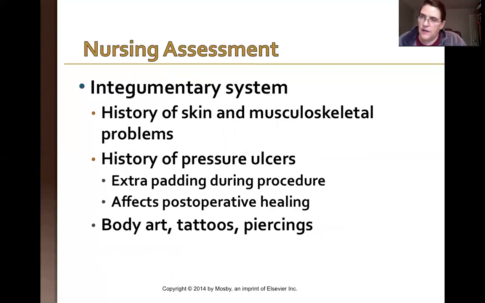Integumentary system. Any kind of history of skin or musculoskeletal problems we need to look at and see how that's being treated and what the outcome of that was. We need to pay attention to any kind of history of pressure ulcers. If we get patients in, especially that are immobile or coming from nursing homes, we may need to put some extra padding on the surgical table. The OR tables are simply a slab of metal. There is no padding on them. So to protect the patient's already compromised skin, we can put padding on.